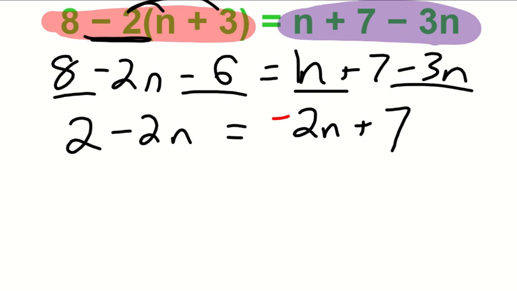All right, so now what? We got to switch their sides, right? We got to get the variables all on one side. So which one of those should I move? So they're the same ones, right? We got a -2n and we got a -2n.